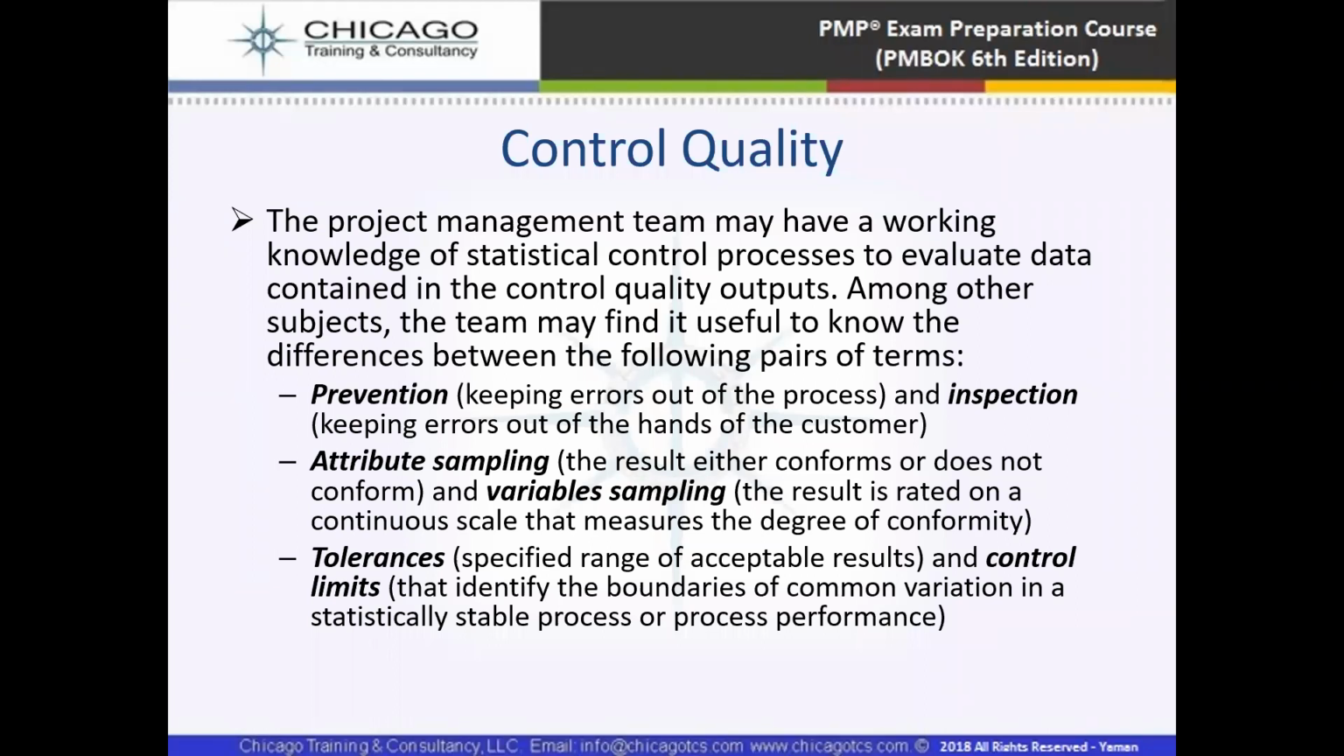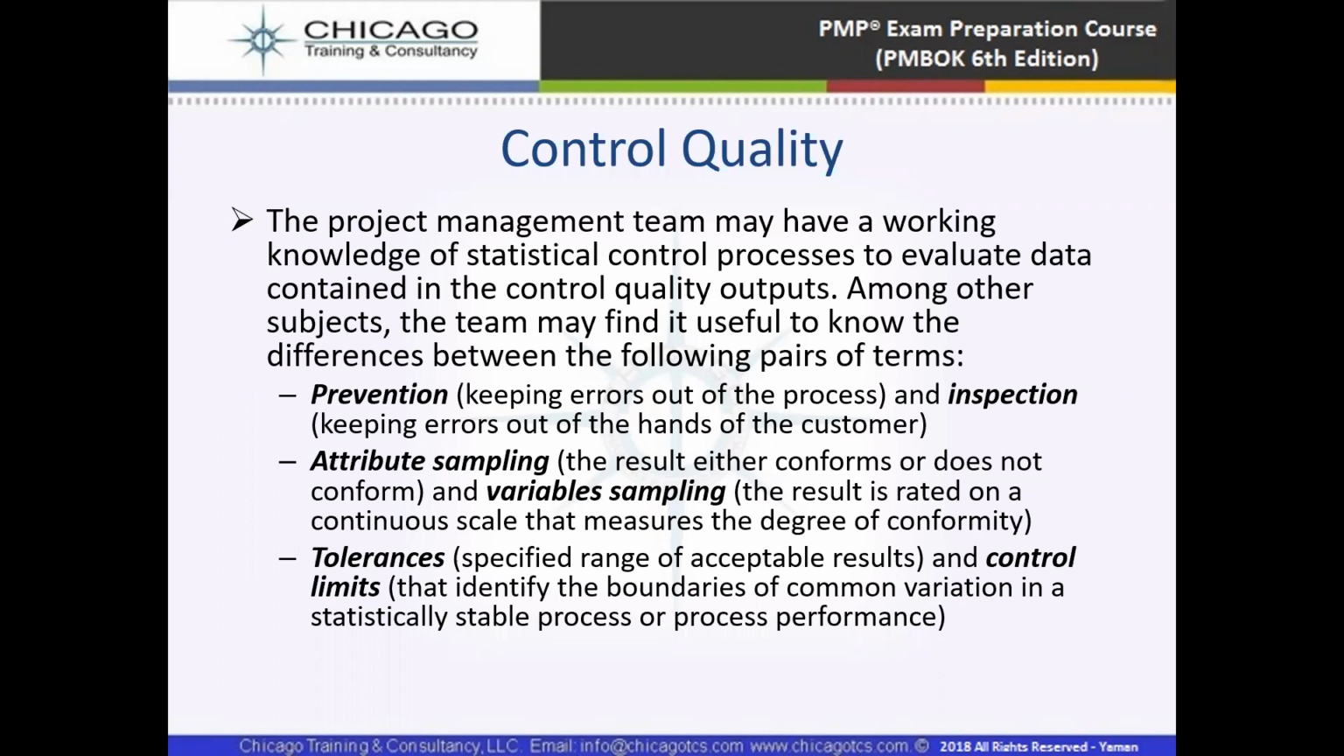Now, the project management team may have a working knowledge of statistical control processes to evaluate data contained in the control quality outputs. Among other subjects, the team may find it useful to know the difference between the following pairs of terms. First, prevention, keeping errors out of the process, and inspection, keeping errors out of the hands of customers. And then there is attribute sampling, where the result either conforms or does not.